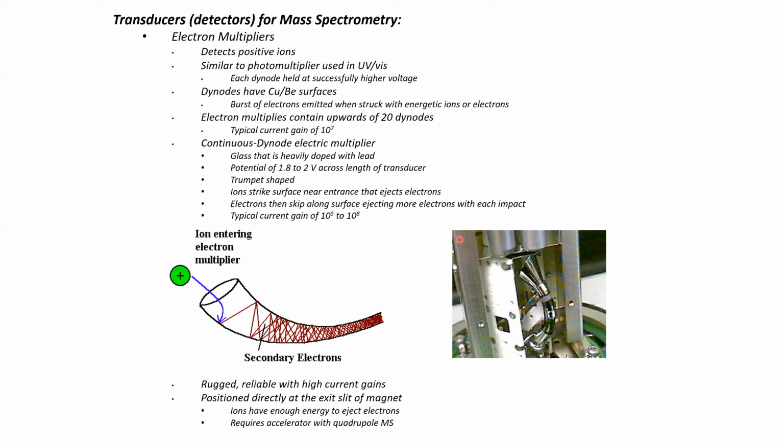This is glass that is heavily doped with lead, with a potential of 1.8 to 2 kilovolts across the length of the transducer, and they're trumpet shaped to make sure that the ion will actually hit the surface near the entrance.